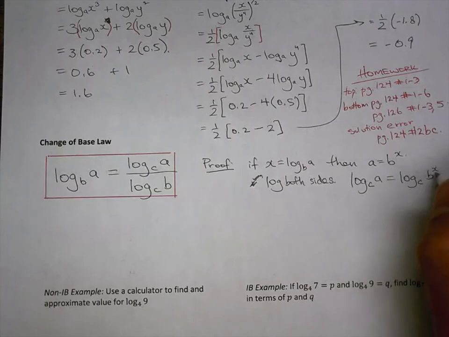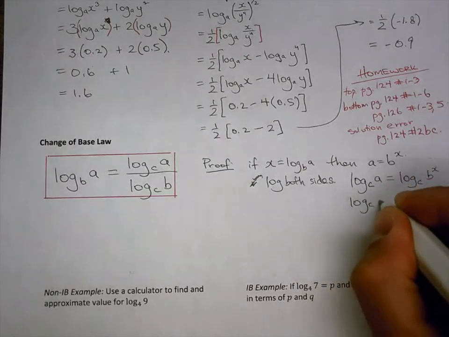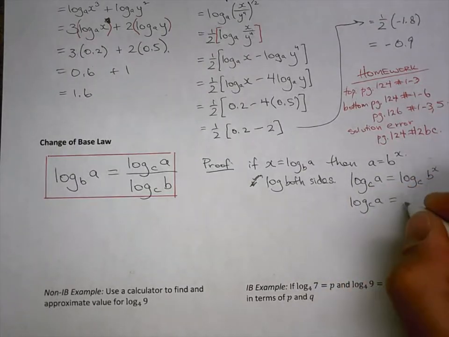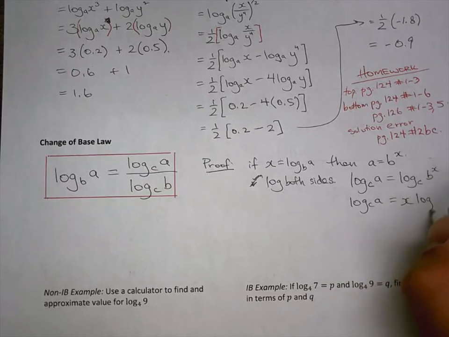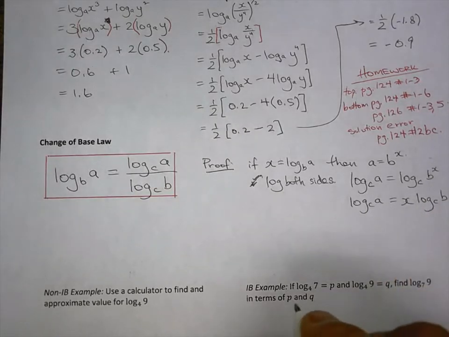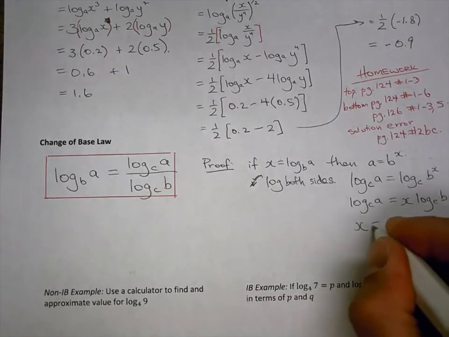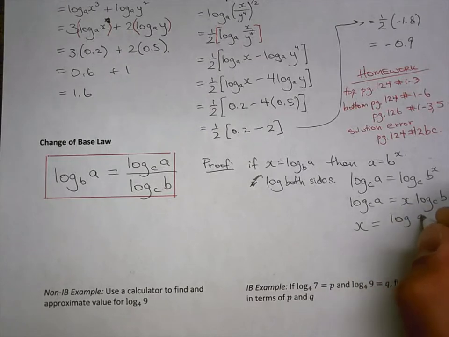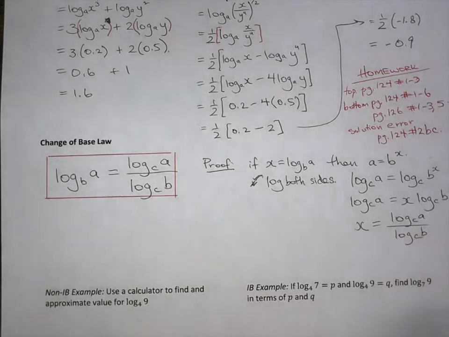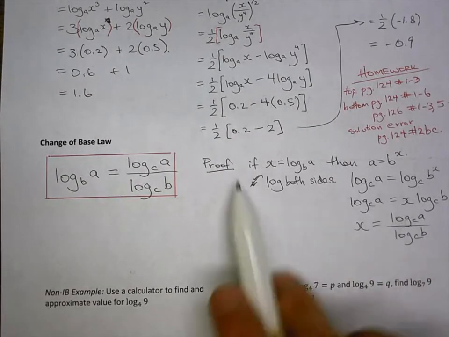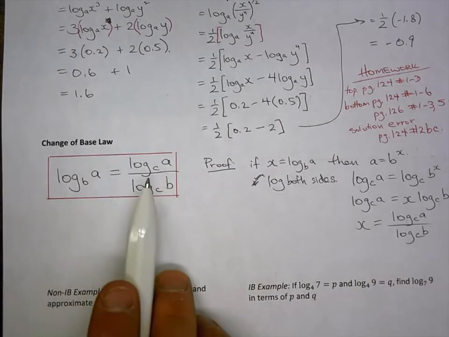Now I can use my log law. So I have log A base C is equal to x log B base C. So when I solve for x, I end up with log A base C over log B base C. That's our proof. Okay, don't worry too much about the proof. Worry about this confusing law.